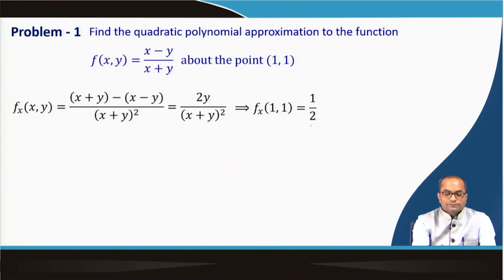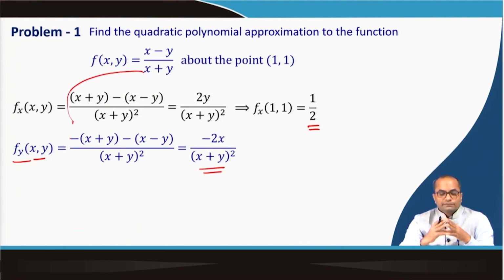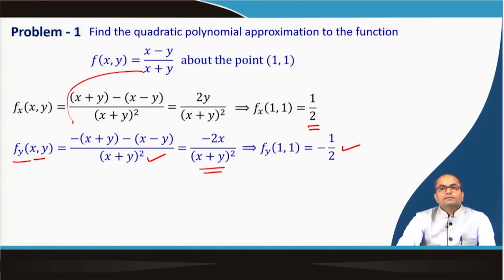So, we will have here the value half, and f y we have again from the same expression using that quotient rule for the derivative, and at the value 1 1, we will substitute here 1 1, we will get the value minus half for this derivative.